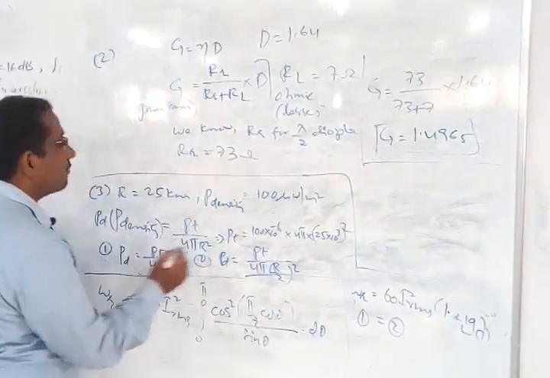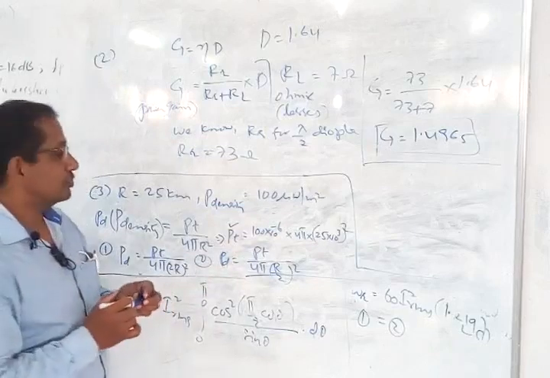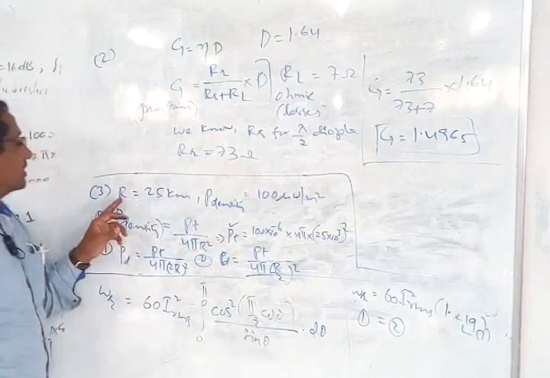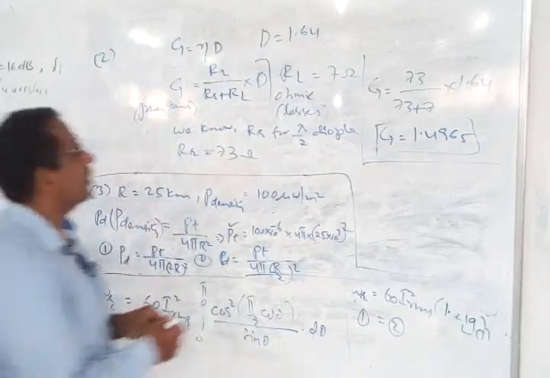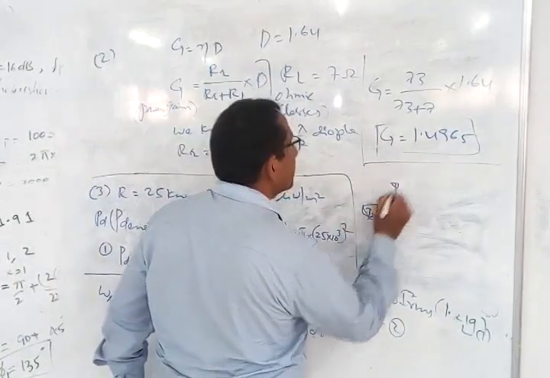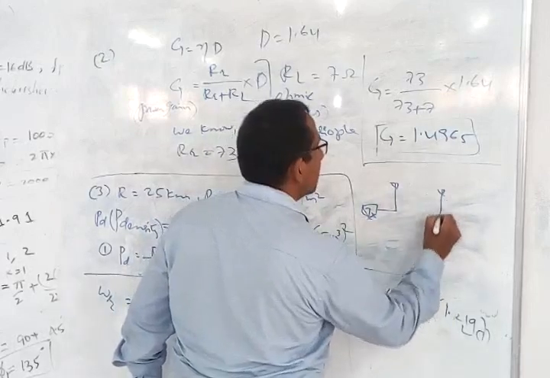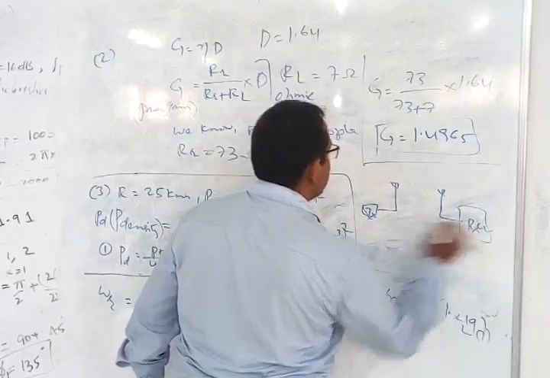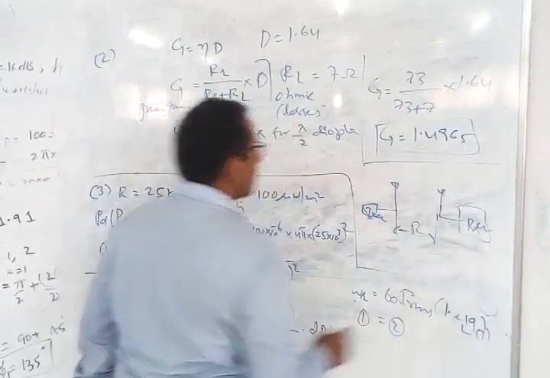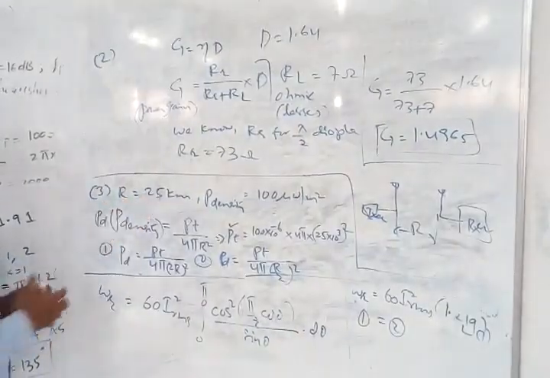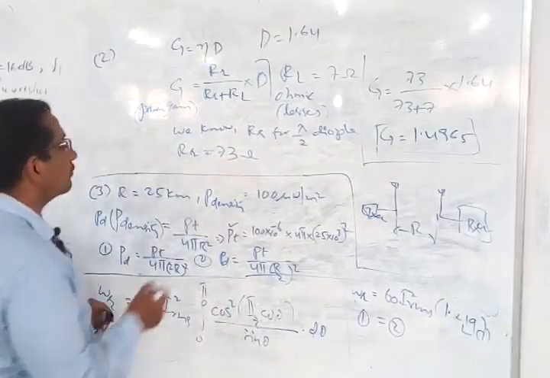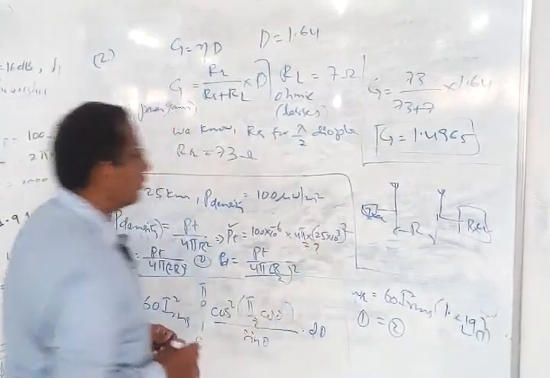Now from this formula, first find the total power transmitted. Total power transmitted is equal to power density into 4 pi r square. These parameters are already given to us. What do we mean by R? You have a transmitting antenna like this, and imagine a receiving antenna like this. The distance between these two is R for us. R is given as 25 kilometers, and power density is 100 microwatts per meter square. From this, you calculate the total transmitted power.